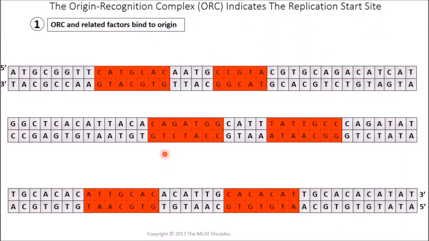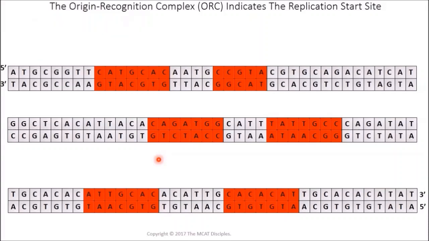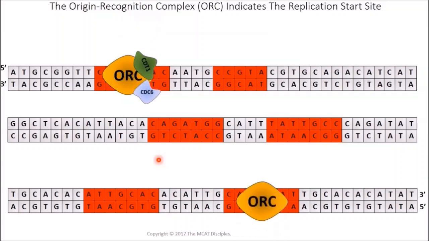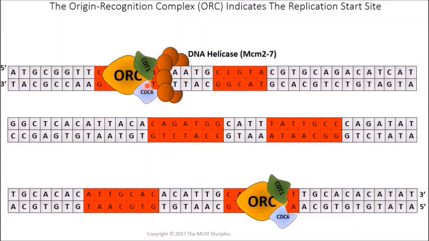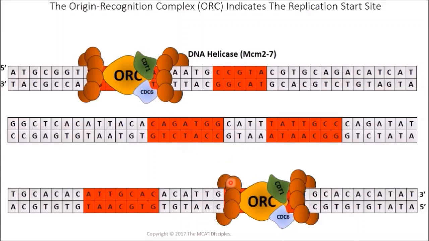So the first step in replication is that the origin has to be recognized by the origin recognition complex and the related factors. Origin is where DNA replication begins. So the ORC complex will bind to the origins, and there's CDT1 and CDC6. You already know what they do. They function to place onto the primer template junction the MCM27, or the DNA helicase. So that's what CDT1 and CDC6 do. They'll add those on.